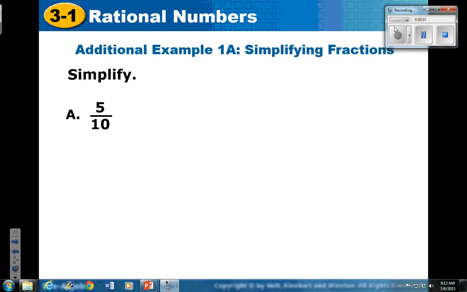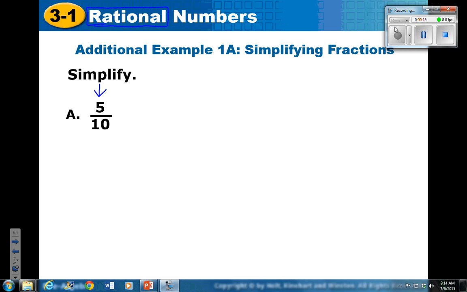This lesson is called rational numbers. When you see the word rational, a lot of times that means you're going to be dealing with fractions. It's got the word ratio in it, which often refers to fractions. You should have learned to simplify fractions in previous years. 5/10, I'm pretty sure you all know, equals 1/2.